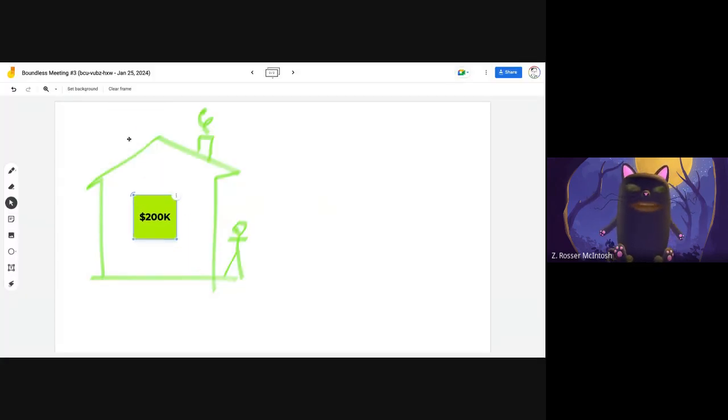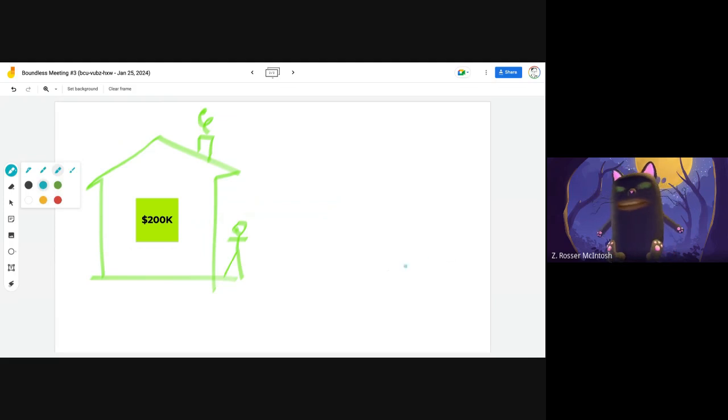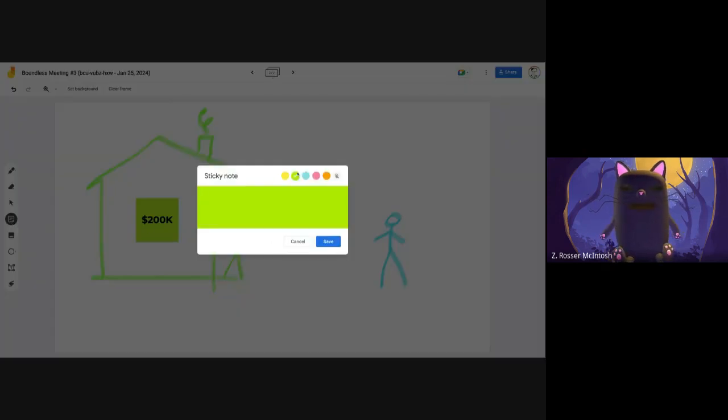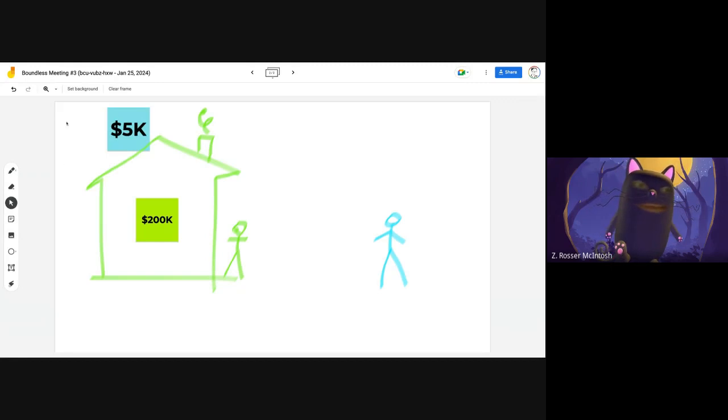All right. So your house, you're saying it is for sale for 200,000. And I go to you and I say, hey, I'd like to buy an option on your house. I want to pay you, let's say, $5,000 for the option. So we have this contract.